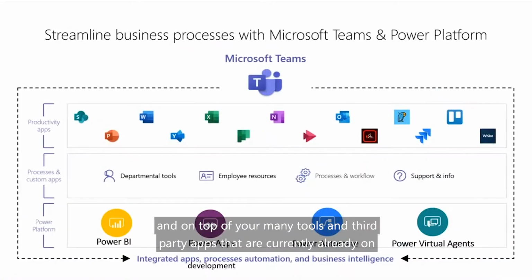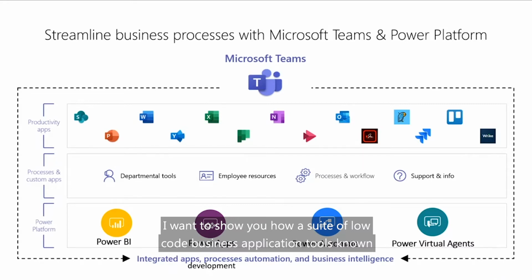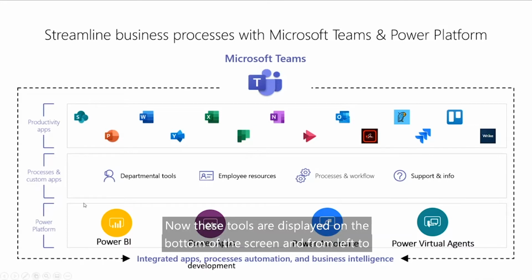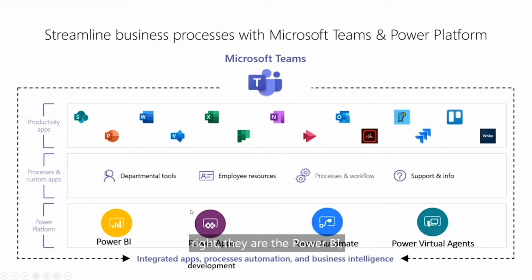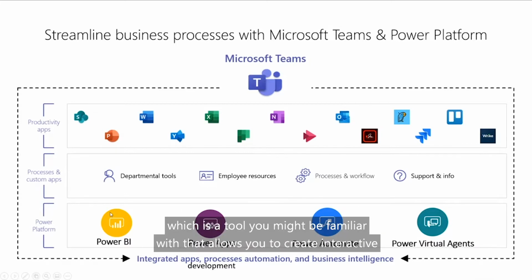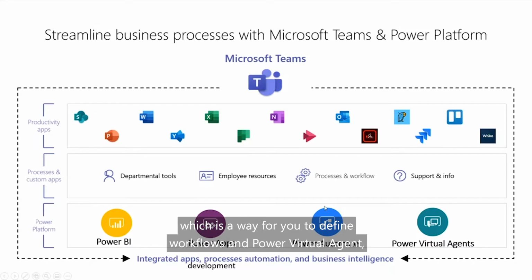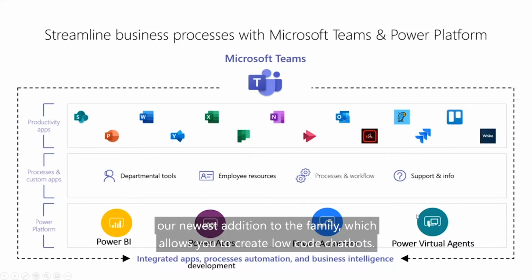And on top of your many tools and third-party apps that are currently already on Teams, I want to show you how a suite of low-code business application tools, known collectively as the Power Platform, can be introduced to enhance your experience. Now, these tools are displayed on the bottom of the screen, and from left to right, they are the Power BI, which is a tool you might be familiar with that allows you to create interactive dashboards on top of your data. The Power Apps, which is a way for you to create applications, Power Automate, which is a way for you to define workflows, and Power Virtual Agent, our newest addition to the family, which allows you to create low-code chatbots.